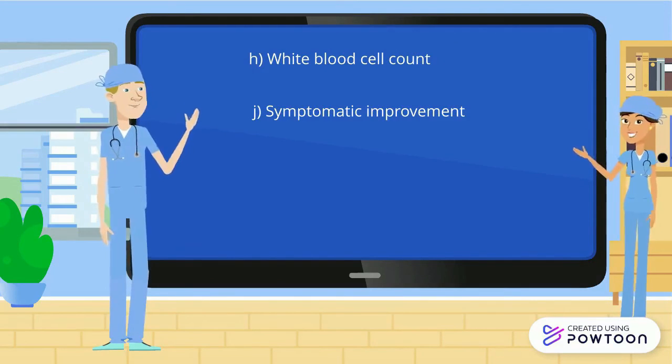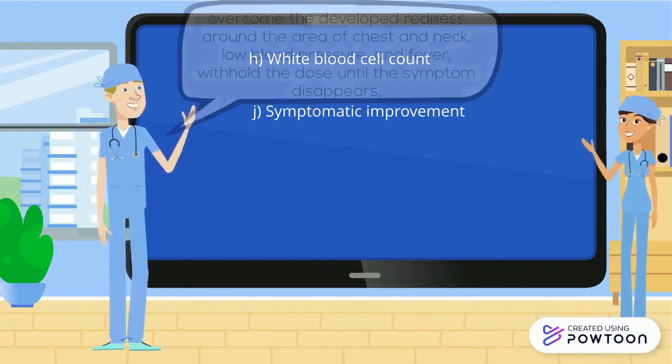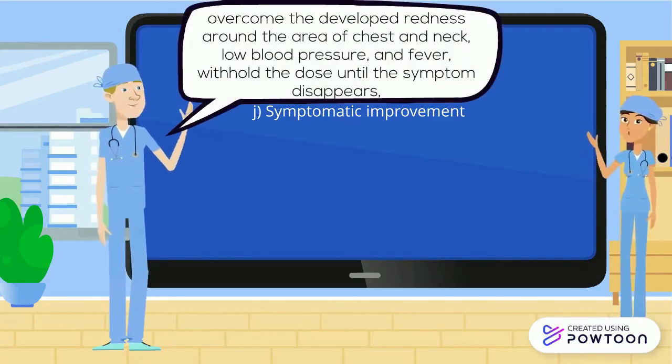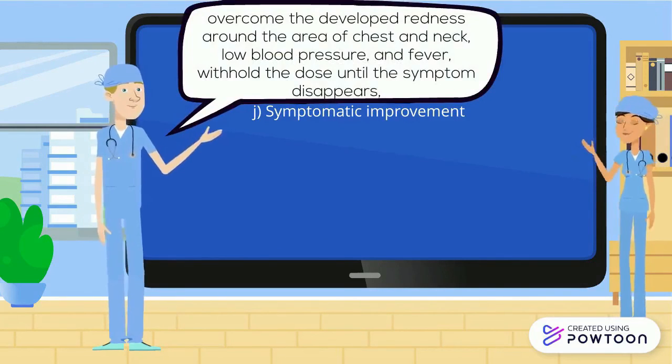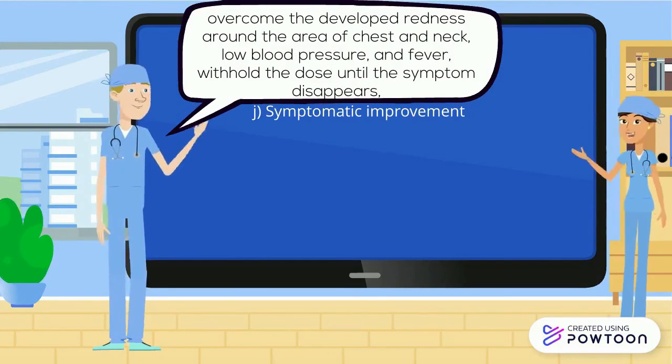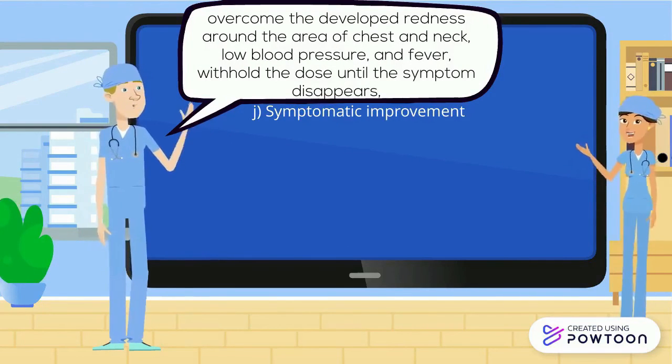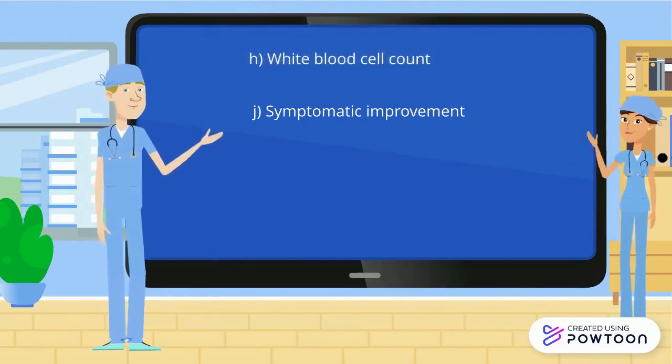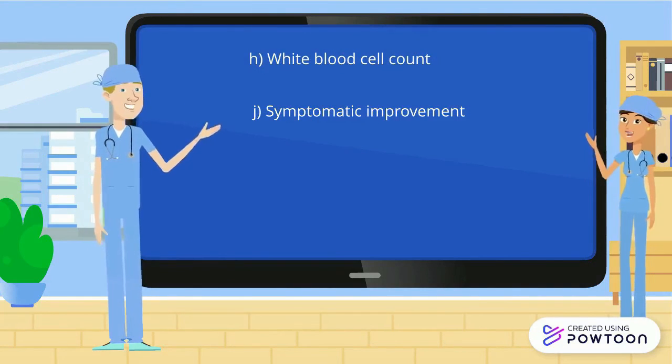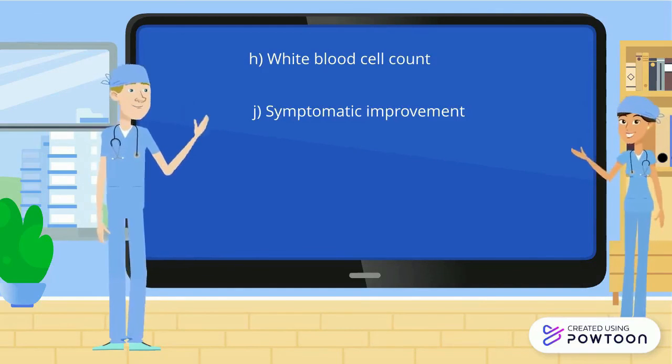For the short-term therapy plan, firstly, we will need to overcome developed redness around the area of the chest and the neck, the low blood pressure and fever. We will need to withhold the dose until the symptoms disappear. Then we will continue with the vancomycin regimen with appropriate administration rate, which is below 15 mg per minute.